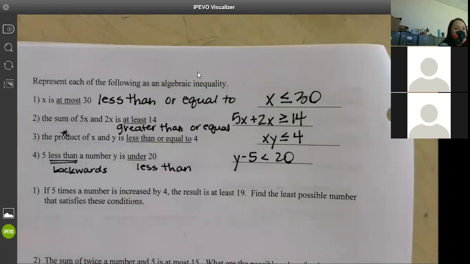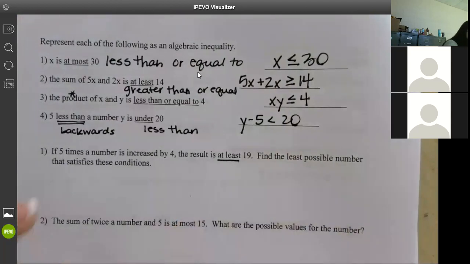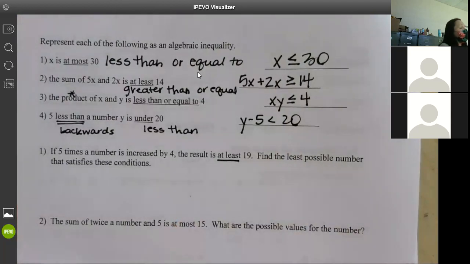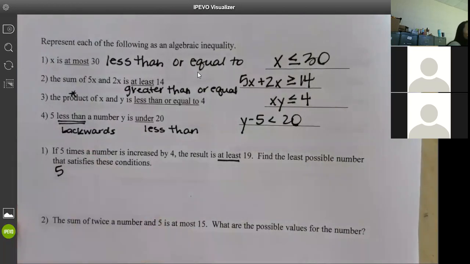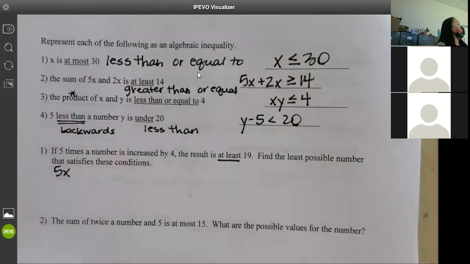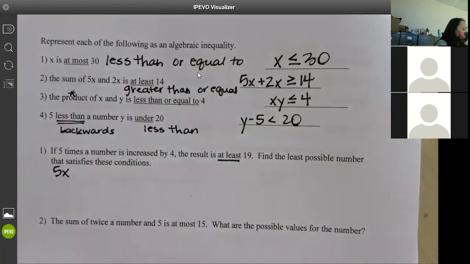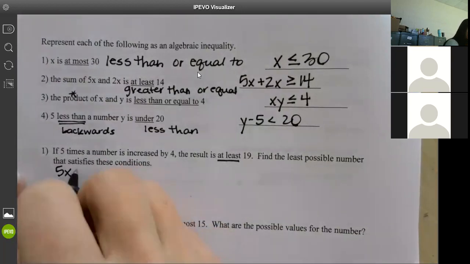So if 5 times a number is increased by 4, the result is at least 19, okay? Let's set it up and then we'll talk about how to solve and what question we're trying to ask. How do I write 5 times a number? 5, then the number? Do we know the number? So we put x, perfect. Anytime it says a number, it's wanting you to use a variable. You can use n, you can use r, I don't care. We like to use x, so that's what we use. Is increased by 4. How do I do that? Plus 4, perfect.